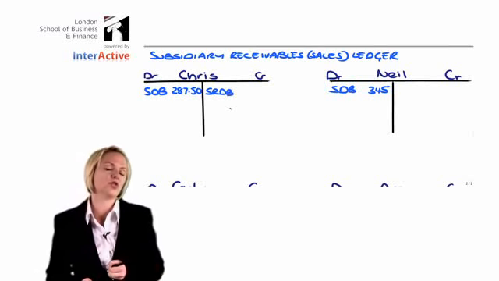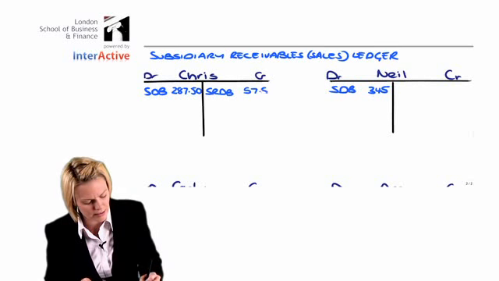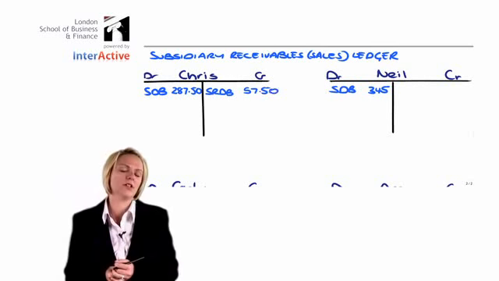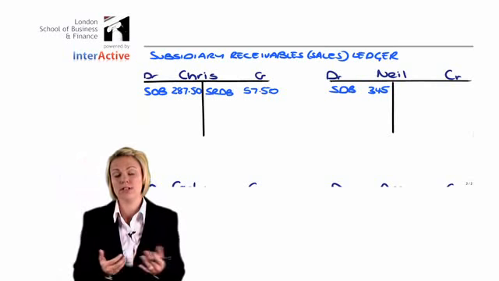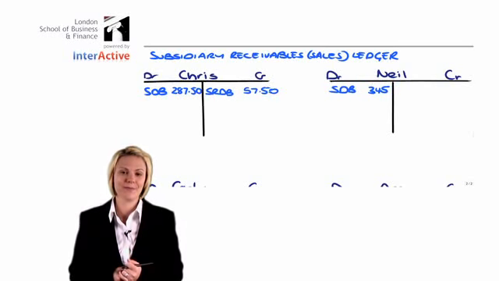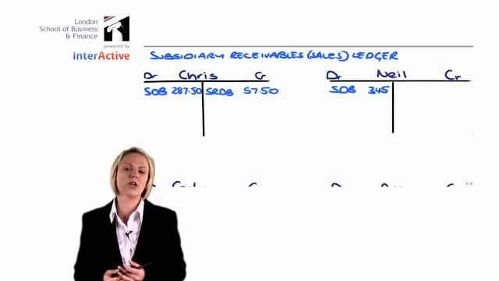SRDB stands for Sales Returns Day Book. And the gross amount of the credit note, $57.50, is going to reduce the amount that Chris owes to us. Okay. So a couple of things to note there.